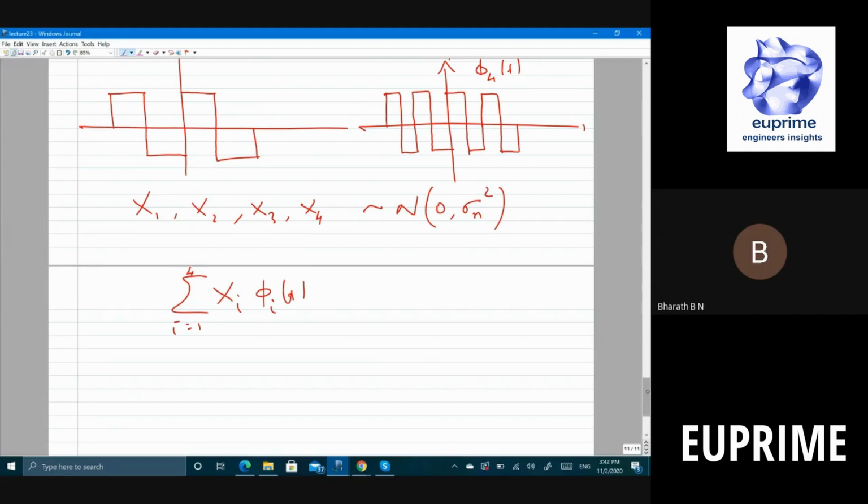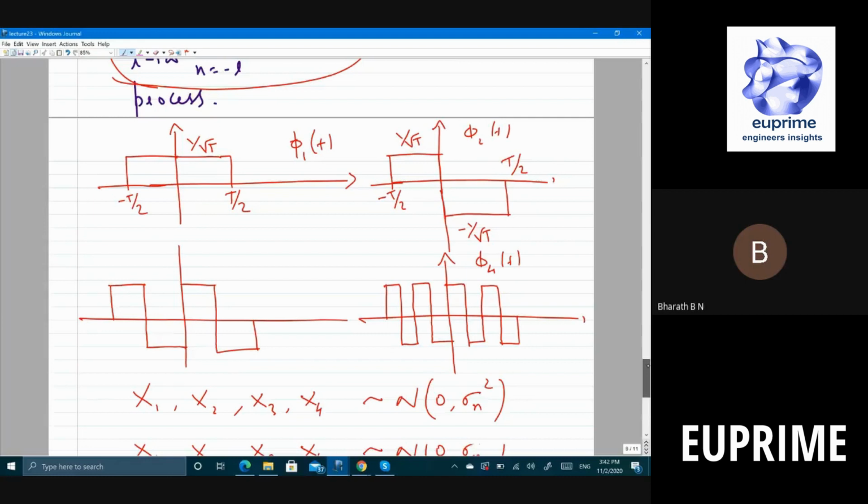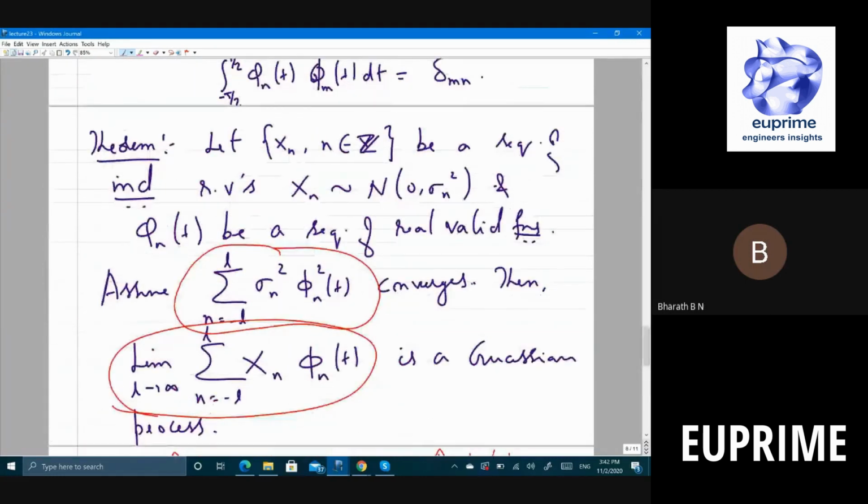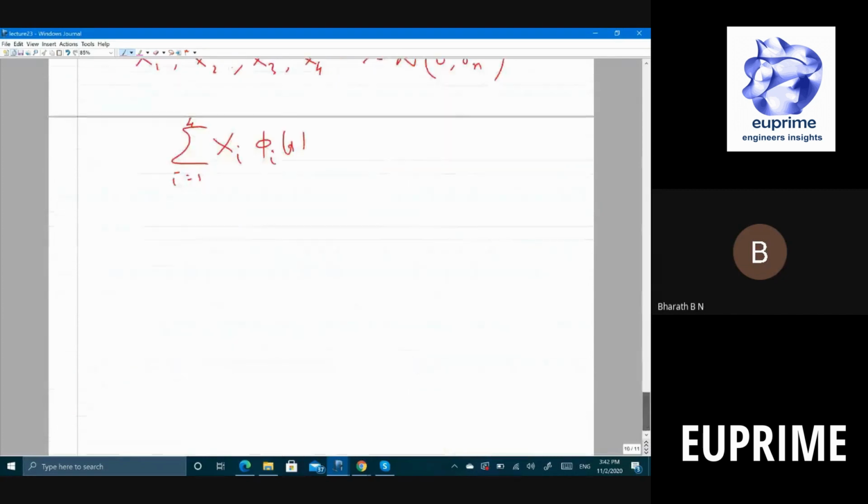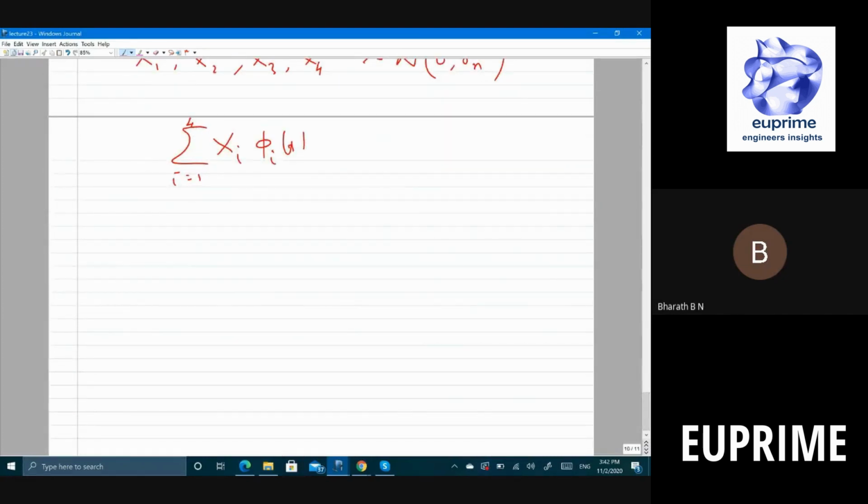So what about the other random variables? This definition says that you have to take xn to be Gaussian, 0 mean, sigma n squared variance. So I will take the remaining to be 0 mean with 0 variance, which is basically 0. So this gives me some function. If you plot this, it will be something like this. This is a Gaussian process.